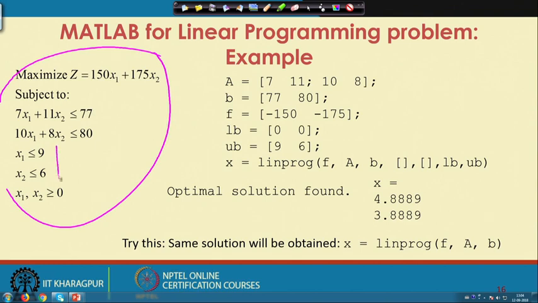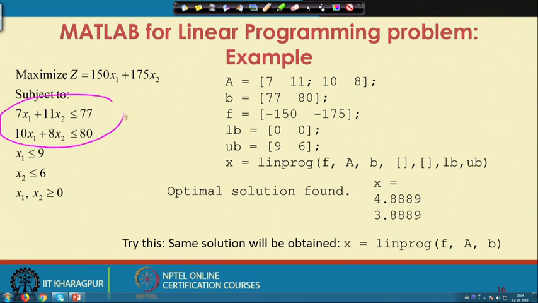So, look at these two. It is also said as x1 less than or equal to 9, x2 less than or equal to 6, but we know x1 and x2 are also greater than or equal to 0. So, we know that x1 will lie between 0 and 9, x2 will also lie between 0 and 6. So, we can include this information in the calling syntax. So, A is defined as 7, 11 and 10, 8. So, that is how the matrix A is defined.